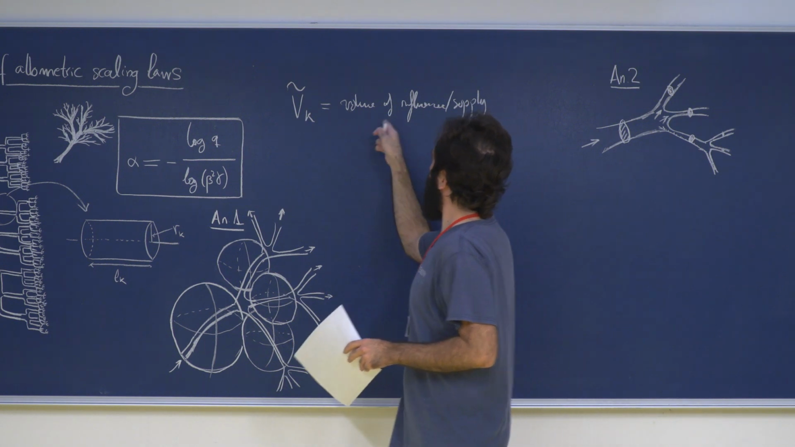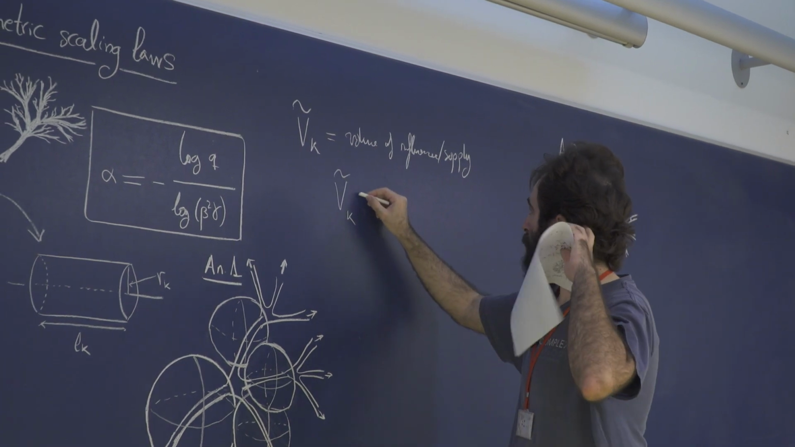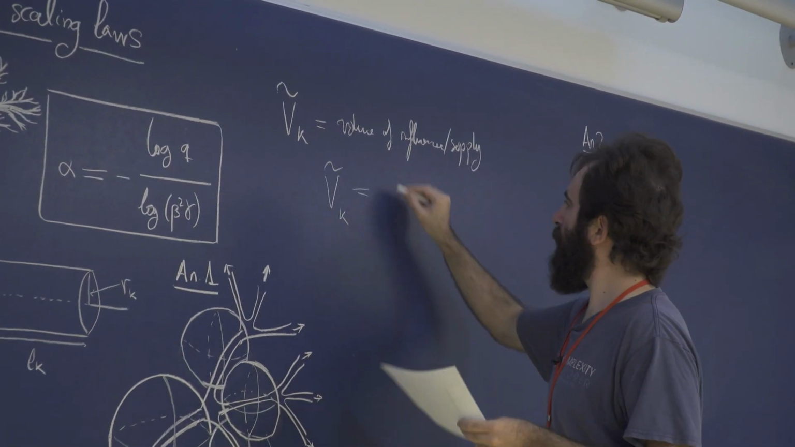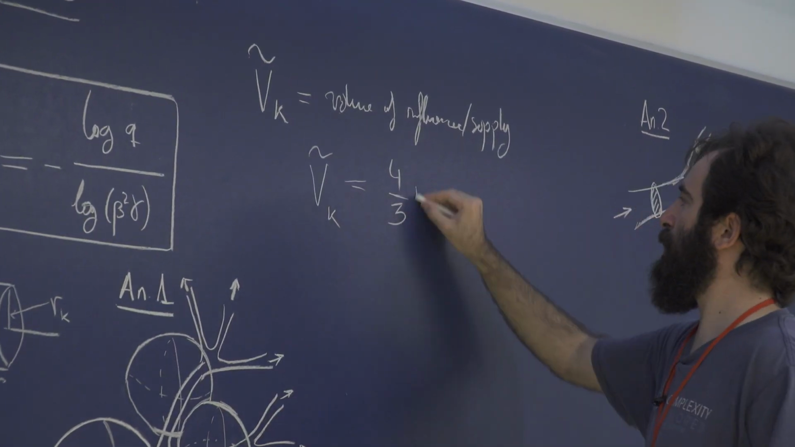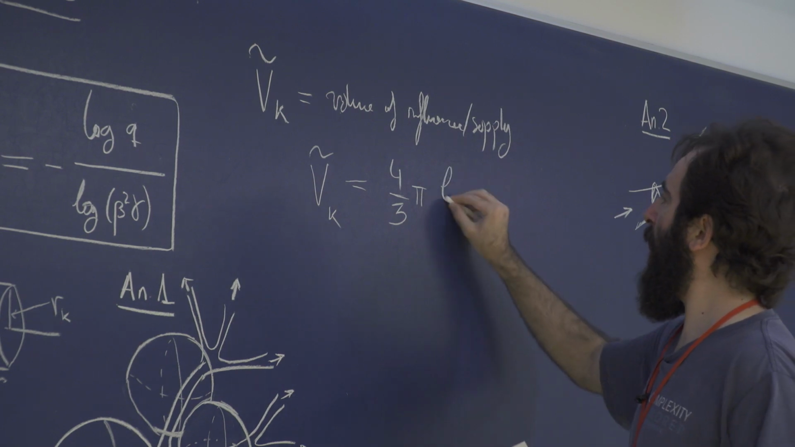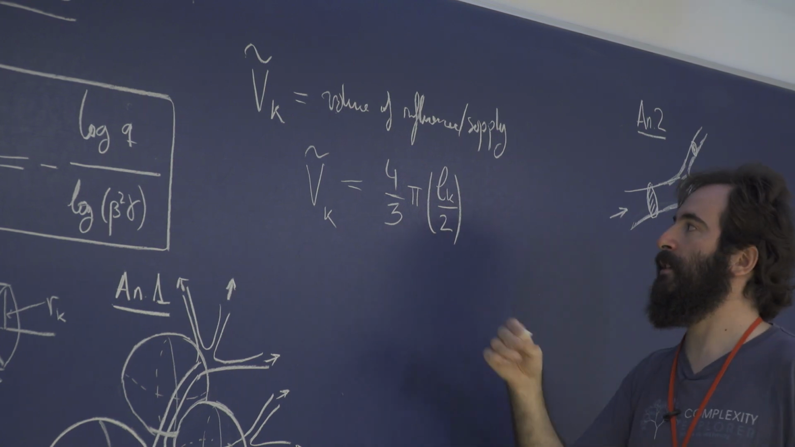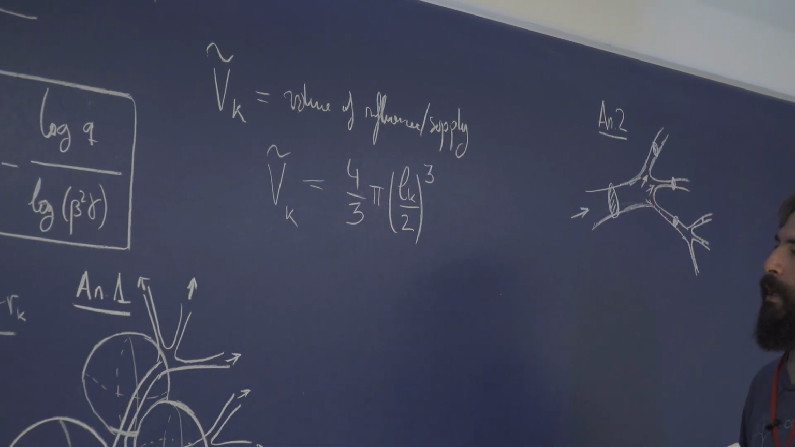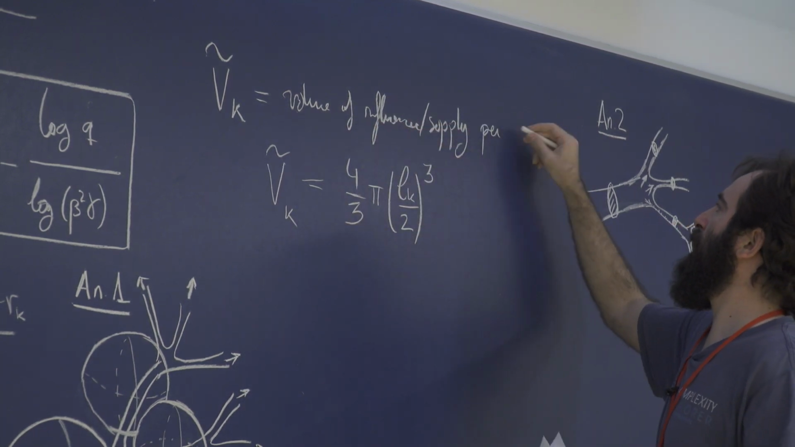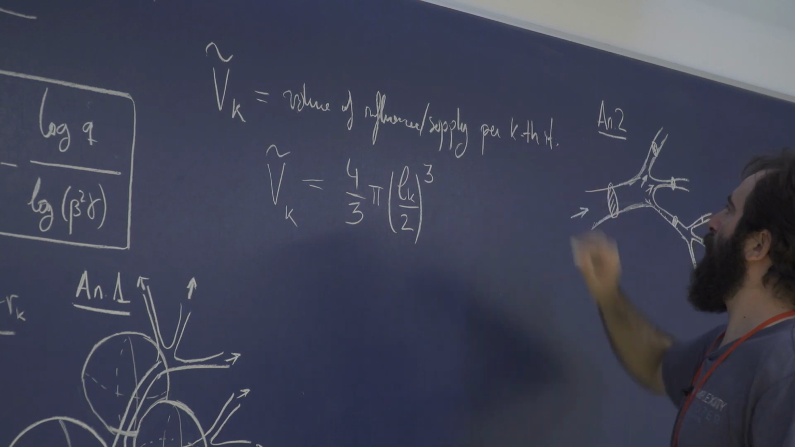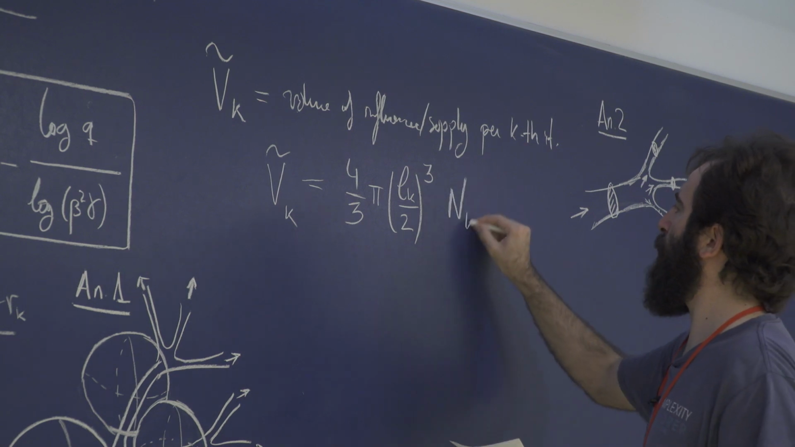So this volume, in general, for any value here, will be 4/3, so we're looking at the sphere, right? 4/3 pi, and then L_k halves, because remember we are looking at L sub k as the diameter, to the power of 3. But also remember that if this is the volume of influence supplied per kth iteration, this needs to be multiplied somehow by the number of branches that we have.